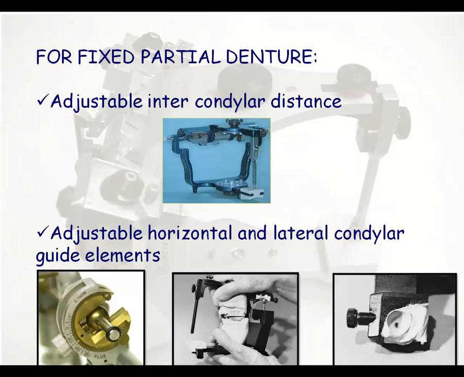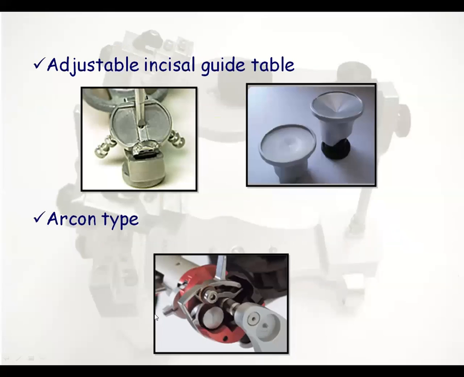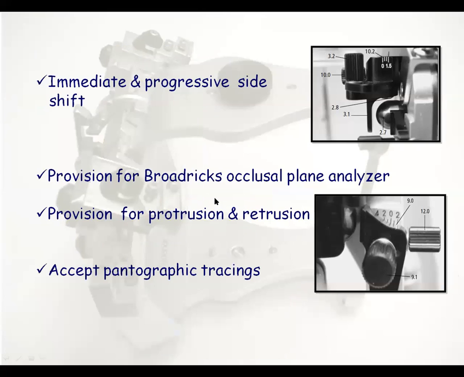In the fixed partial denture, it should have the same thing, the adjustable intercondylar distance. The distance between the two condyles should be adjustable. The next point is the adjustable horizontal and lateral condylar guidance. This is the horizontal guidance which should be adjustable. We can see the markings here. It can be adjusted depending upon the patient's requirement. We should have the adjustable incisal guidance also in the Arcon type of articulators.